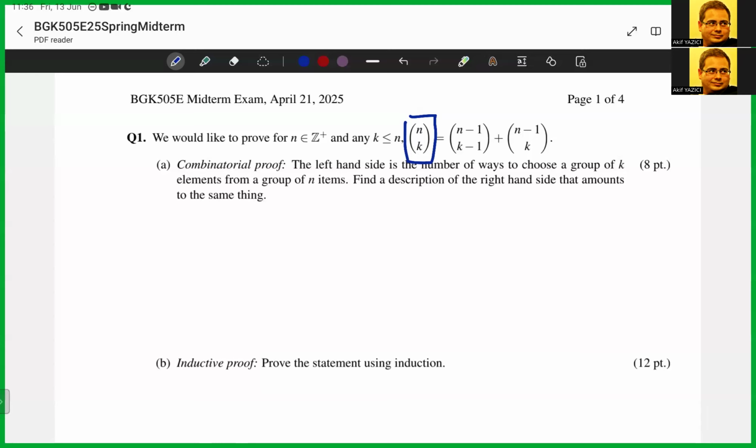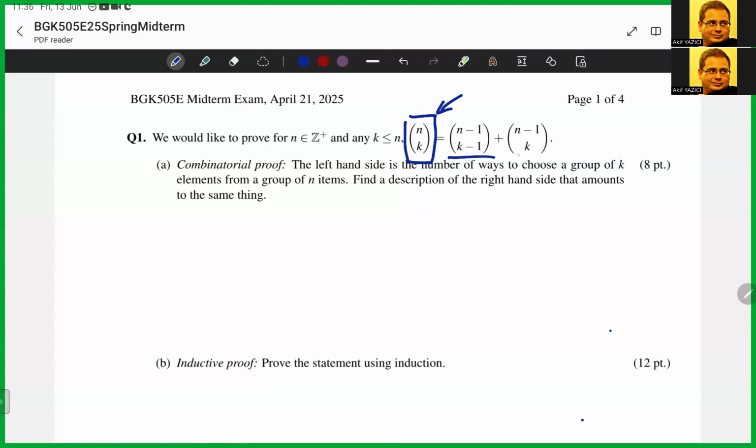So here, the left-hand side is, well, that's trivially given. And what is asked is a description of the right-hand side that would amount to the same thing. So the left-hand side, n choose k, is obviously the number of ways to choose a group of k elements out of a population of n. So what could be the right-hand side?